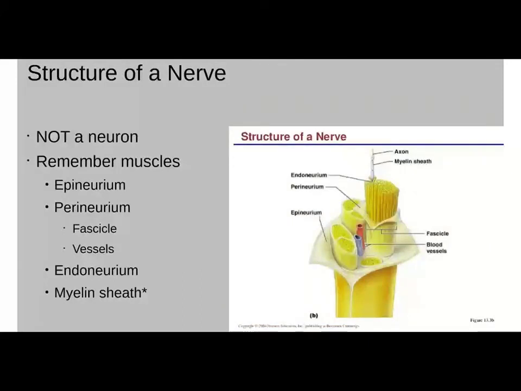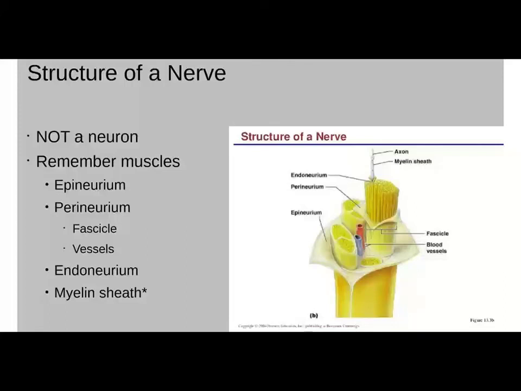Now let's look at a slightly larger scale. Up to this point, we've been talking about nerve endings. So really, we were talking about the level of the neuron. We were looking at dendrites. But now we're going to talk about the structure of a nerve. And remember from chapter 11, a nerve is not a neuron. A nerve is actually bundles of neuron parts. Specifically, we're looking at bundles of axons in the peripheral nervous system. That was our definition of a nerve from back in chapter 12.